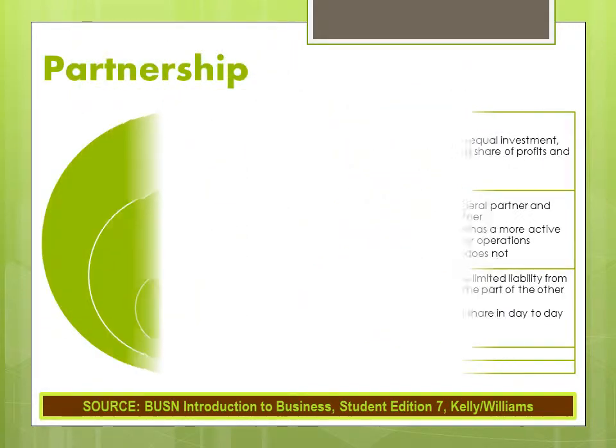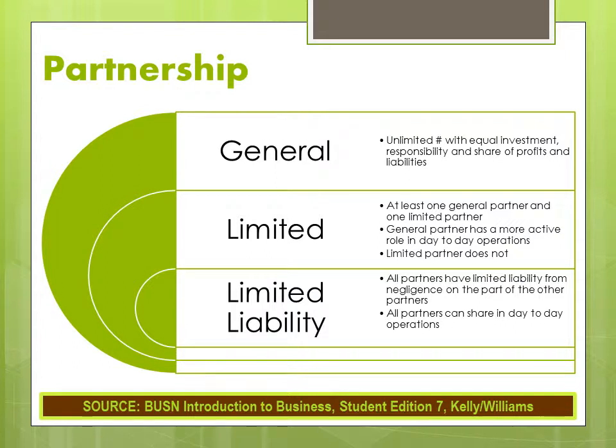The second form of business ownership is partnerships. There are three types of partnerships: general, limited, and limited liability. There are several differences in this type of ownership. We will go over more in the next slides, but a general partnership can have any number of partners, and they usually have equal rights and responsibilities within the business.